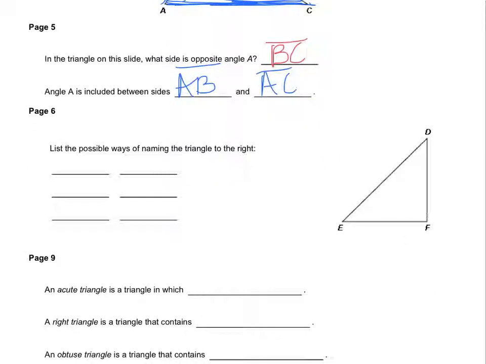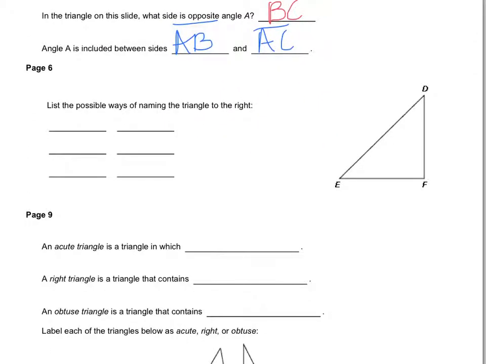When we start naming triangles, the naming of triangles just means that we call it by its letters, and it doesn't matter where we start or what direction we go. What matters is that we go in order. And we talked about this a little bit when we were naming polygons. So this could be triangle DEF.